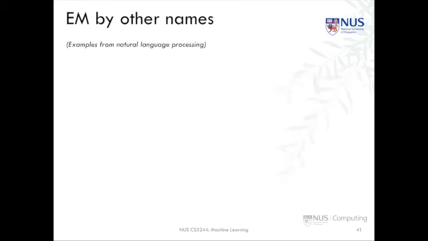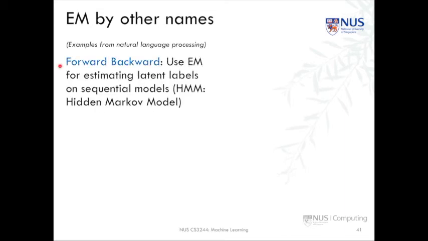EM actually goes by a number of other names in other domains. And since I do most of my research in the area of natural language processing, I thought I'd share some of the examples with you. EM is also used in sequence labeling tasks, similar to what is currently used in deep neural architectures for recurrent neural networks. We use the expectation maximization algorithm for estimating the latent labels on sequential models, for example, part-of-speech tags, over a textual sequence. This is basically the underlying algorithm for one of the two major algorithms in hidden Markov models.